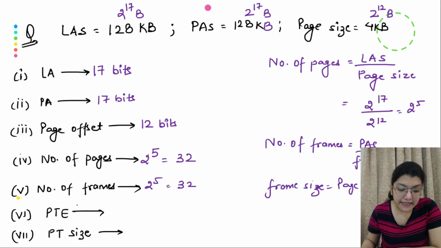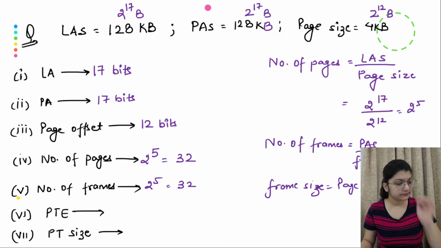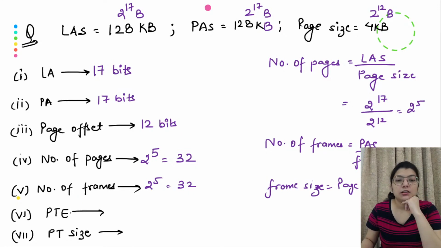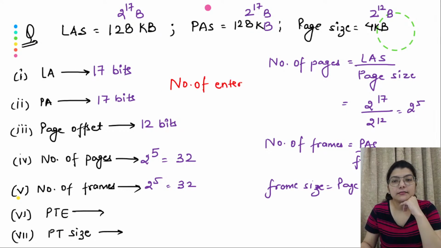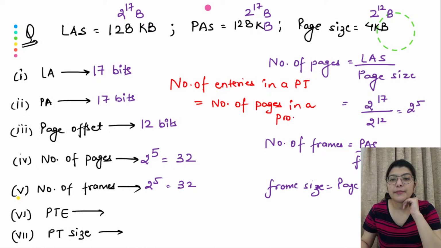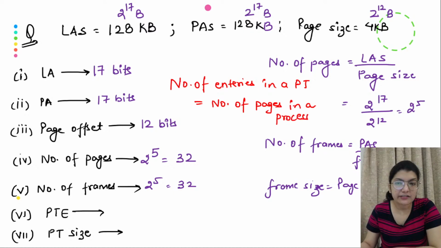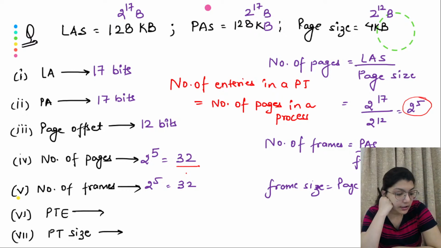Now page table entry. So what will be page table entry? So for page table entry, remember number of entries in a page table is equal to number of pages in a process. ठीक है, so how many pages you have, that same number of entries you will have in a page table. So how many pages do I have? I have 2 raised to power 5 pages. So how many entries will there be? अगर 32 पेजेस हैं आपके पास, ठीक है, so नंबर ऑफ एंट्रीज कितनी हो जाएंगी?